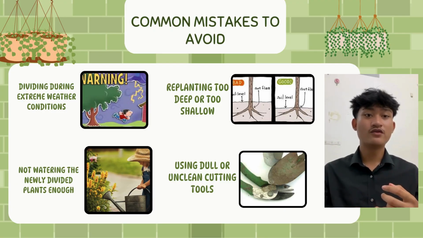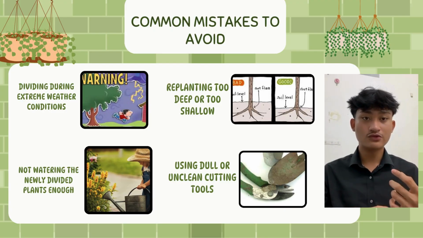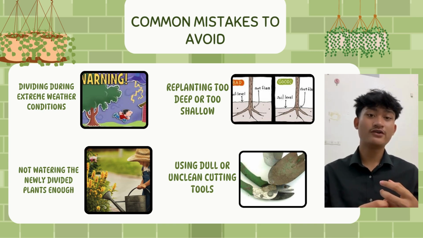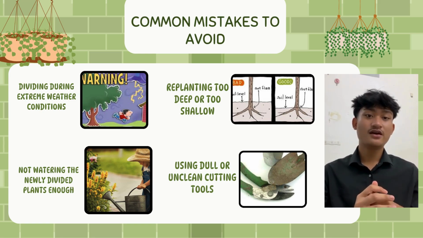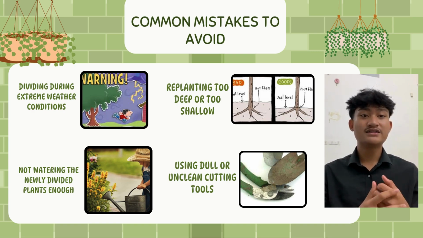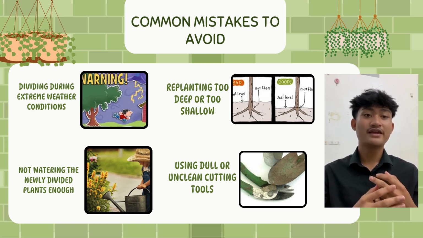Next, we move on to the common mistakes to avoid while doing plant division. We should avoid dividing during extreme weather conditions because we need to reduce transplant shock. Extreme heat or cold puts extra stress on plants, making it harder for them to recover after the division.